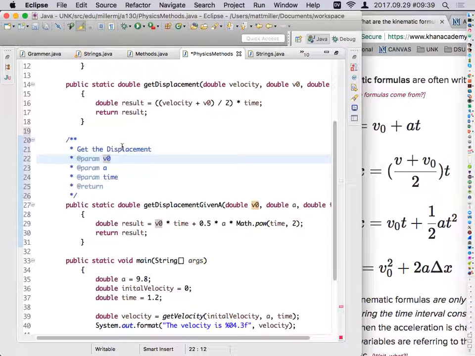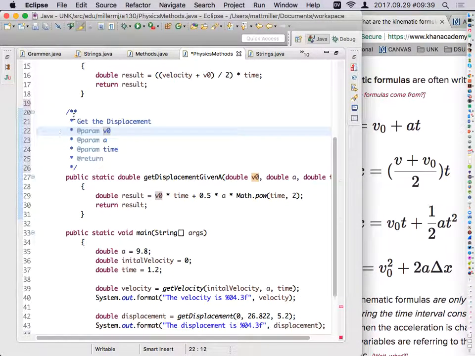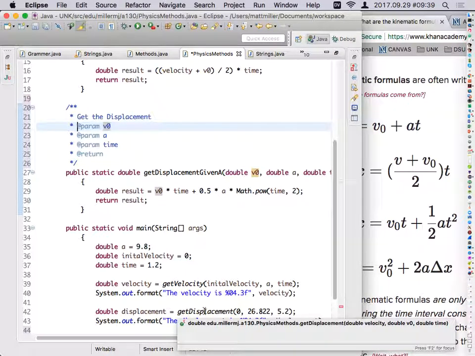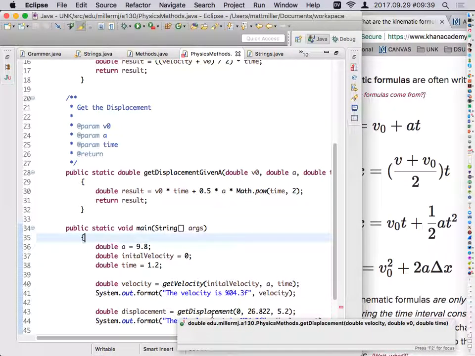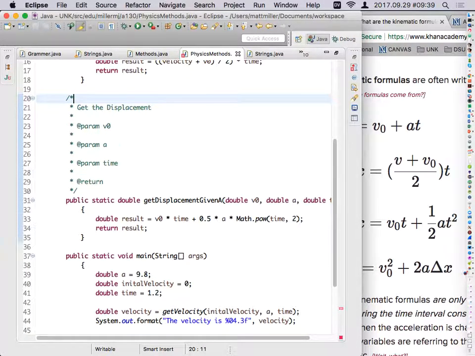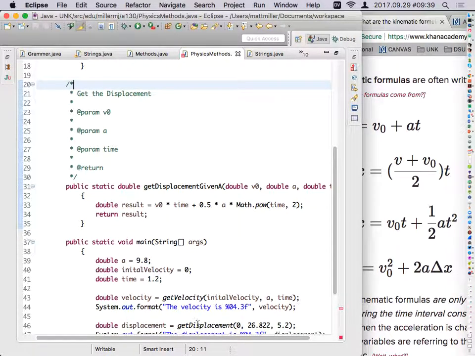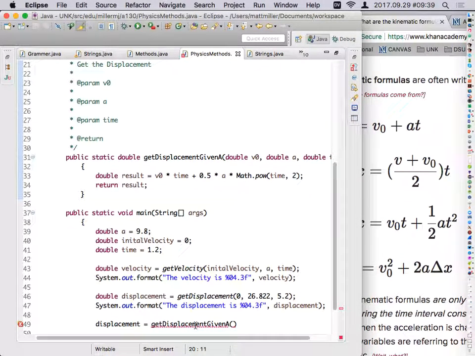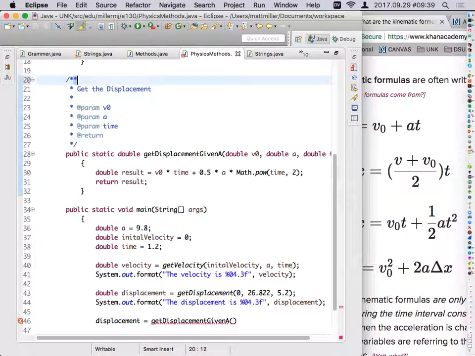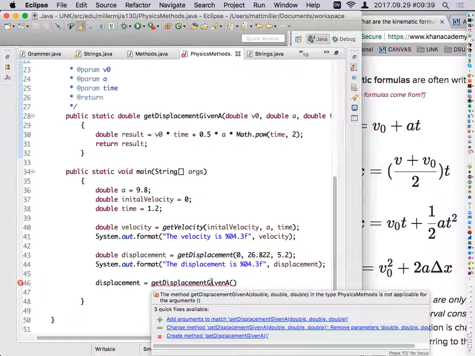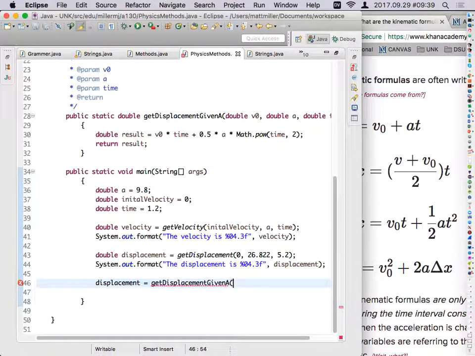And so if I have one called get the displacement, and I add this Javadoc to it, oh, do I need to save? Let's see. Come on. Oh, maybe I added one too many asterisks there. No? Oh, I broke it. I think this is the right way. I was hovering over the wrong one. And it won't give it to me. Let's get it here.